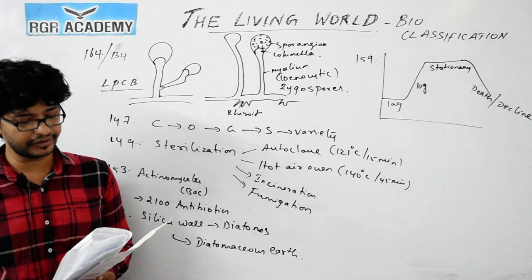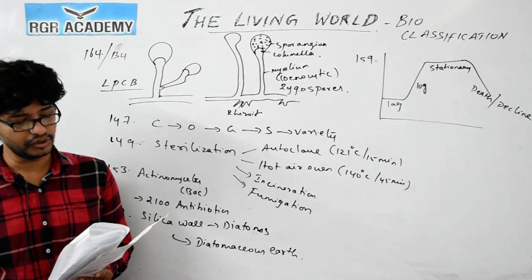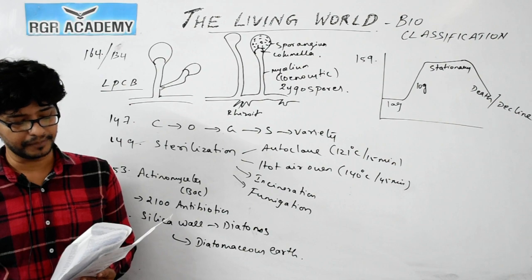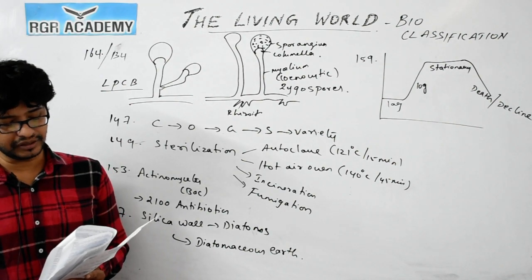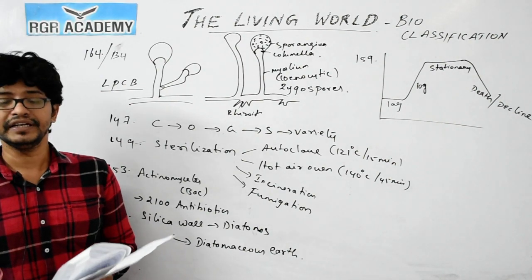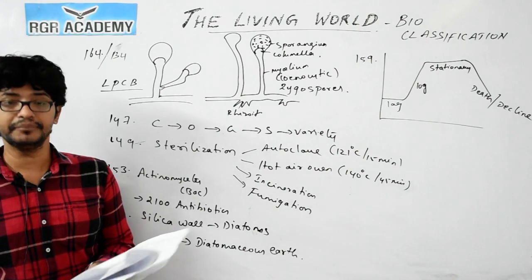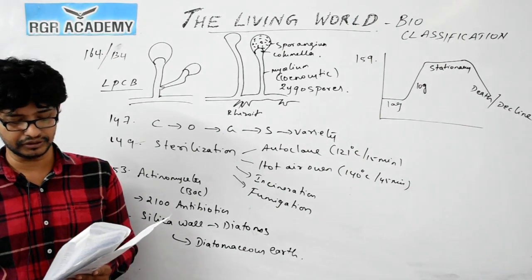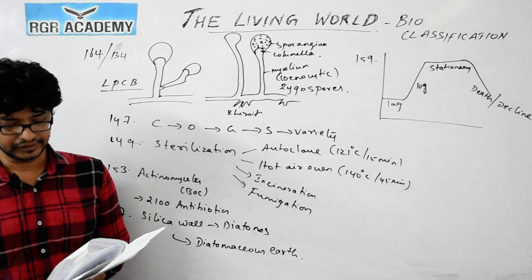169. A bacterial cell divides every minute. It takes 1 hour to fill up a cup. How much time will be taken to fill half a cup? This is 59 minutes, because the number of bacteria doubles after each division. So option 2 is the correct answer.